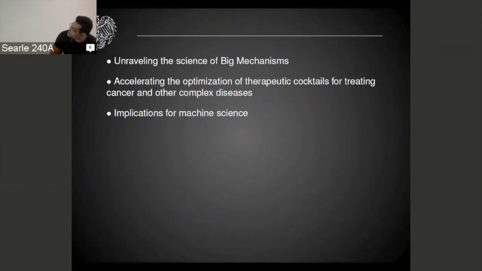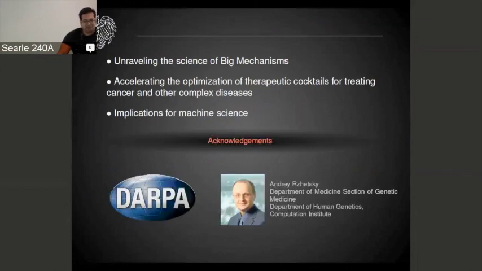And I'll just conclude here. We're trying to unravel big mechanisms. We're trying to optimize therapeutic cocktails and trying out some new ideas which may be useful for intervention in complex diseases. And what are the implications of machine science? You want to talk about it? Oh, me? Yeah. You're the one who has the paper in Science about machine science. These have implications for machine science.